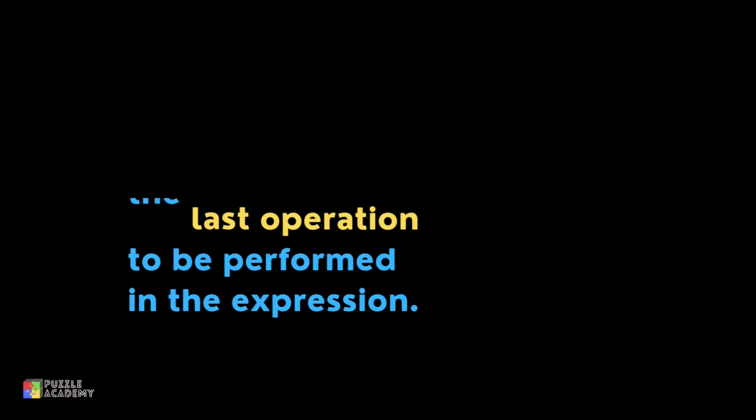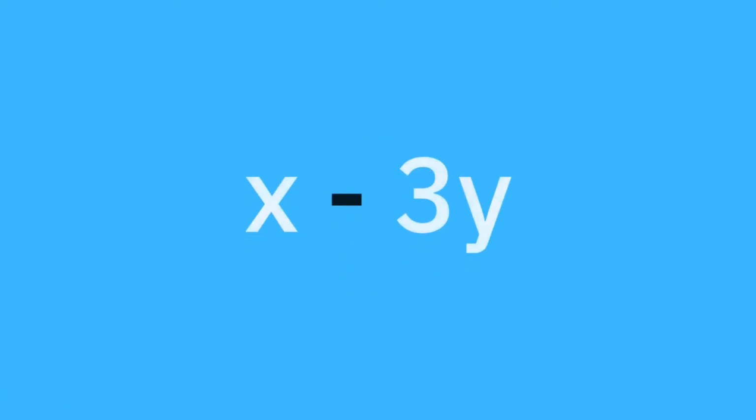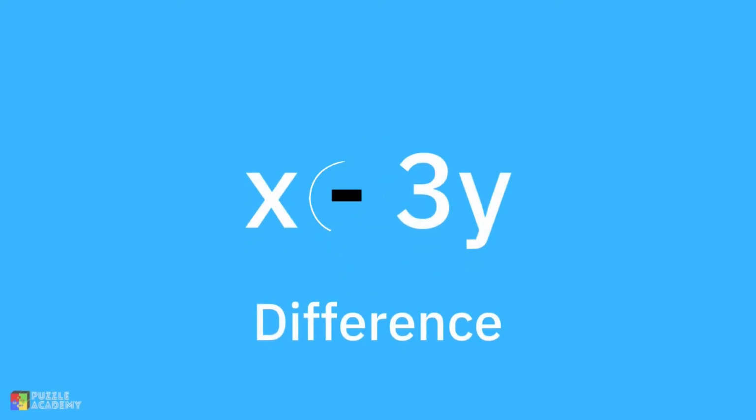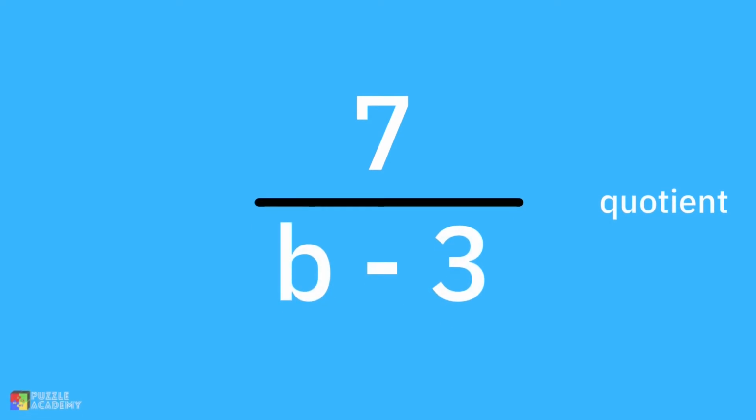For example, the expression x plus 7 is a sum, because the only operation in the expression is addition. Now, the expression x minus 3y is referred to as a difference because subtraction is the last operation to be performed. The expression 5 times negative 7 is a product, while 7 over b minus 3 is a quotient.